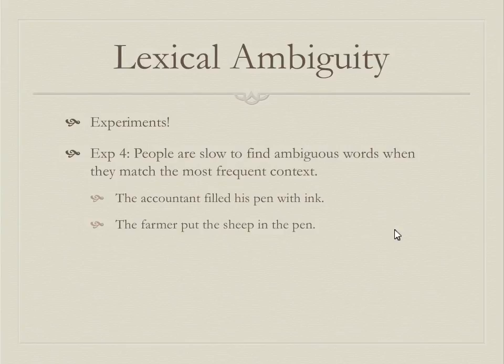So here's an example. The accountant filled his pen with ink. It's difficult to know that the word pen in that sentence is the ambiguous word, because you just don't think about pens like animal pens unless you are a farmer. So, the farmer put the sheep in the pen. Both times it's difficult to figure out which word is ambiguous. But in general, the first time is the most difficult. The second time you go, oh yeah, maybe you meant like a writing pen. But in the first one, people can't even think of the other alternative meanings. You have to usually tell them.